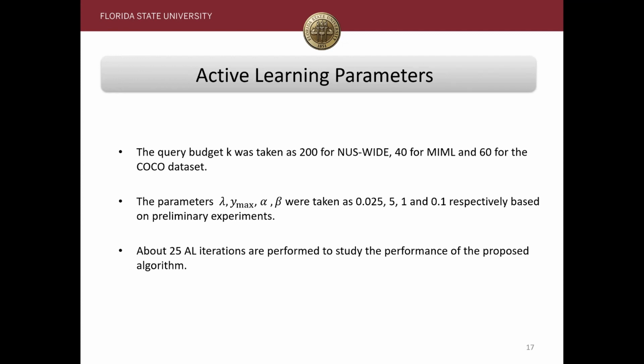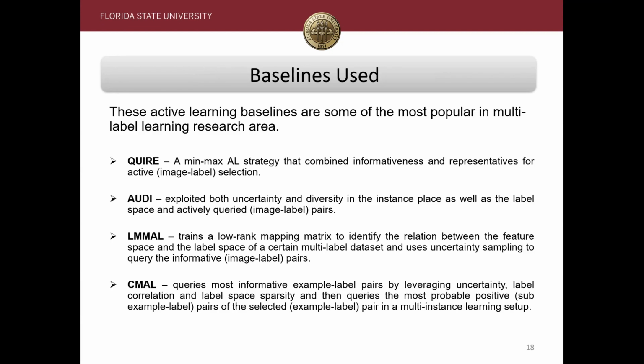The query budget K has been taken as 200 for NUS-wide, 40 for MIML, and 60 for the COCO dataset. The parameters lambda, Ymax, alpha, and beta were taken as these values respectively, and about 25 AL iterations, that is active learning iterations, are performed to study the performance of the proposed algorithm.